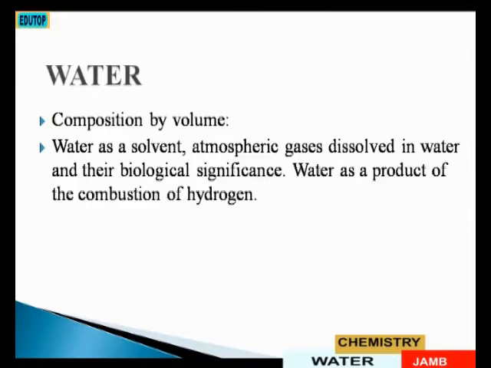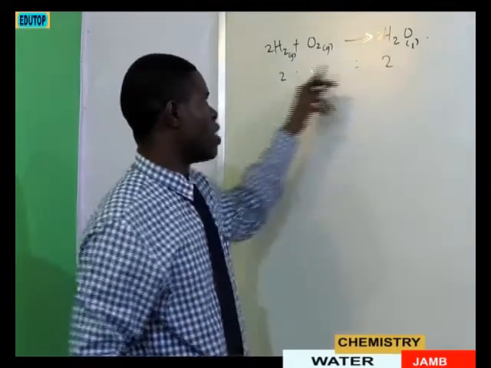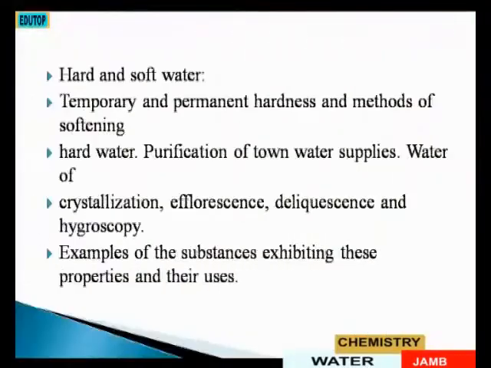Then water as a solvent. Atmospheric gases dissolve in water and their biological significance. Water as a product of combustion of hydrogen, and that is what you have. So combustion of hydrogen gives this, and the ratio is 2:1:2. Hard and soft water.